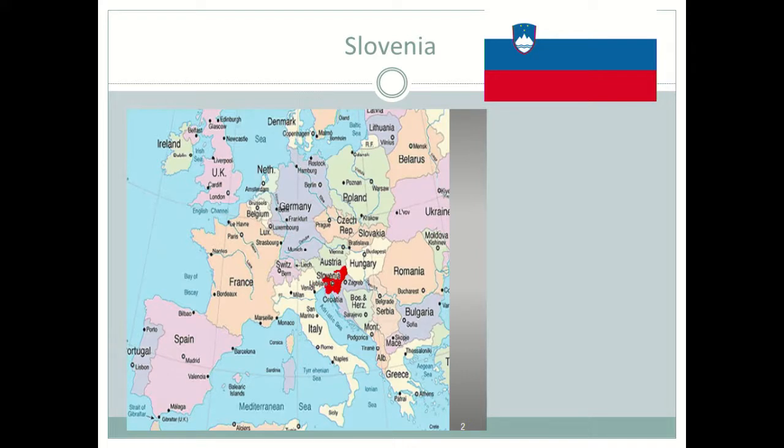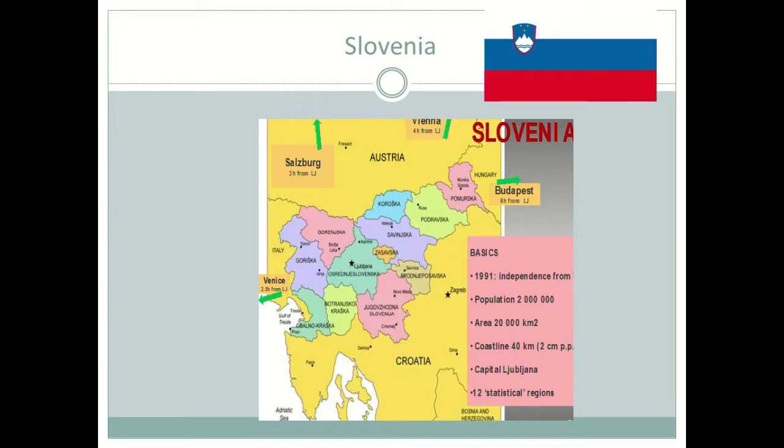So just a few pictures from Slovenia, that you probably know where it is, and this is on the edge of Balkan. So this is why maybe Slovenia will also join the Balkan Union. Basic information: Slovenia is independent from 1991. It has about 2 million inhabitants on an area of 20,000 square kilometers, with a coastline of about 40 kilometers. That means 2 centimeters for each inhabitant in Slovenia. So if we would like to go to the seashore, we could not swim together.